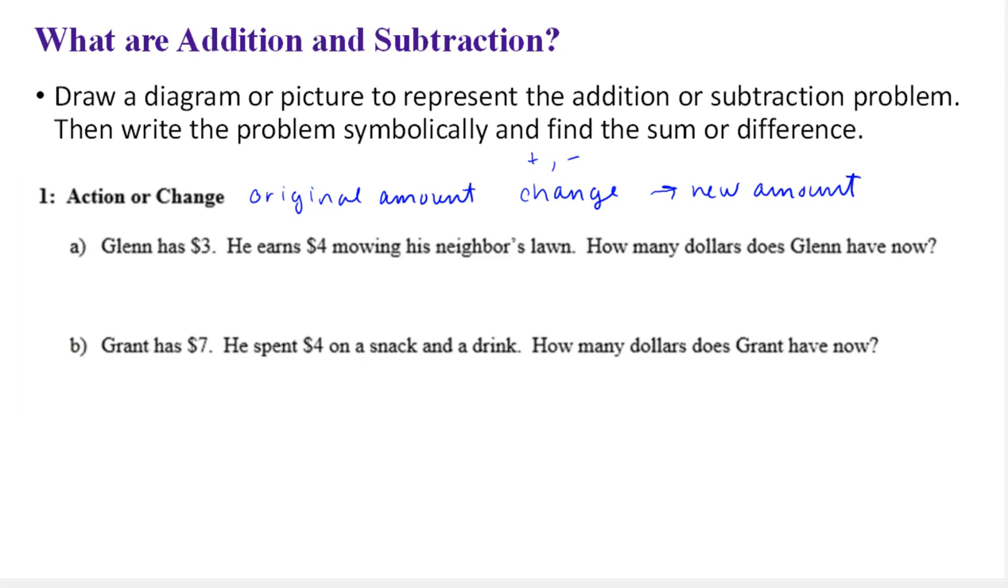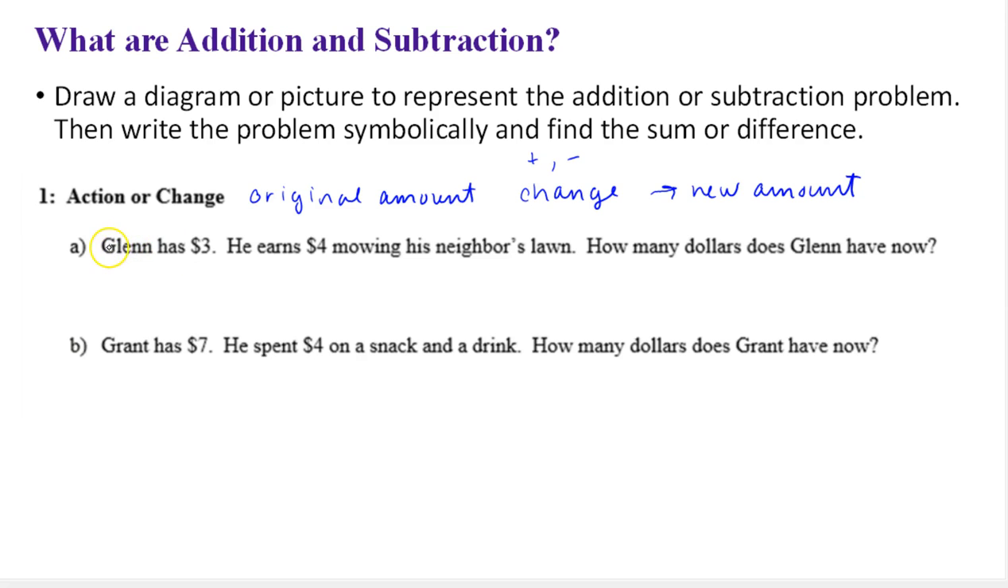Now, in general, when you have any application problem, you want to get into the habit of highlighting the givens, that's the information you're given, and the goal, which is what you're trying to find. You could also underline the givens and circle the goal. So in general, I'm going to use a yellow highlighter to highlight the given information.